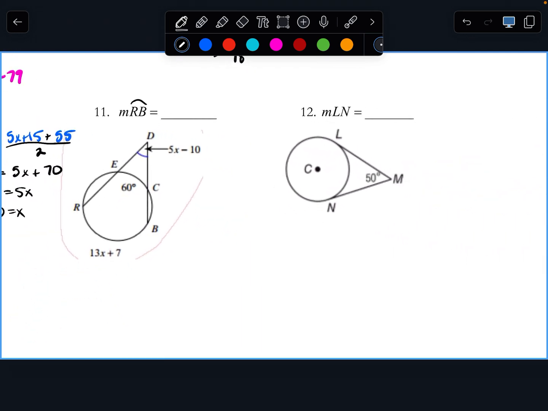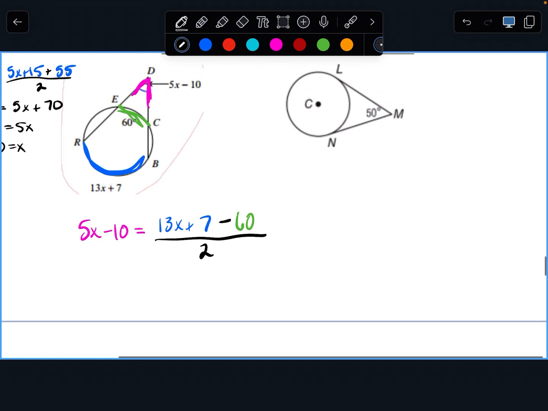So, okay, this one's like the same idea. So we got an angle sticking out. So we gotta do this one, the minusy one, right? So we're gonna do 5x minus 10 equals the big arc. It's gonna be kind of messy. 13x plus 7 minus the little arc, 60, all divided by 2.